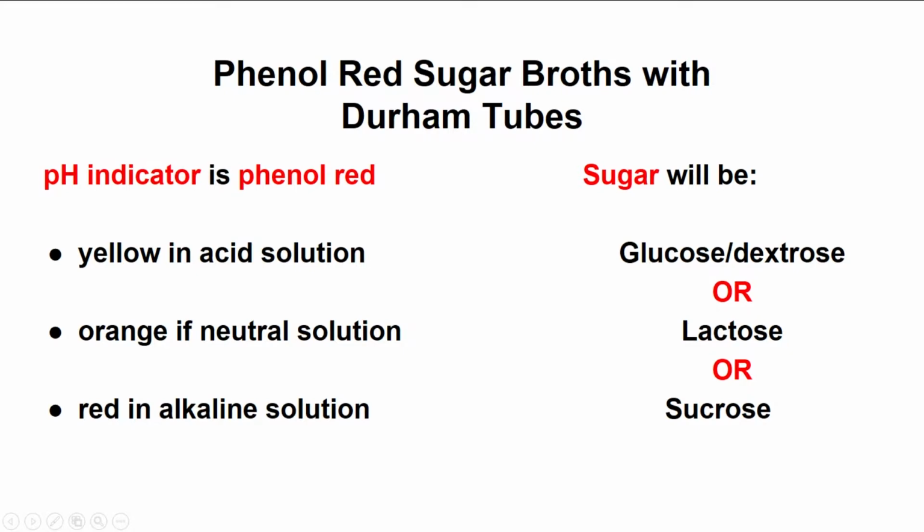Now, the sugars that we're going to be utilizing are glucose, also called dextrose, or lactose or sucrose. So make sure you guys remember that each tube has its own type of sugar associated with it, and that'll usually be labeled on the tube itself. So make sure you guys keep an eye out for that.